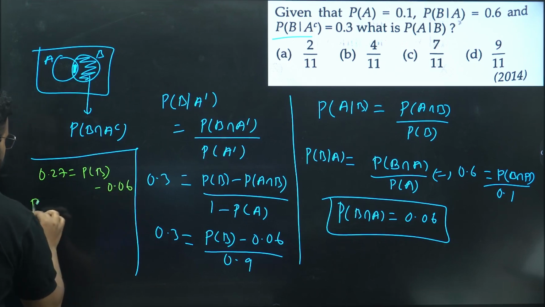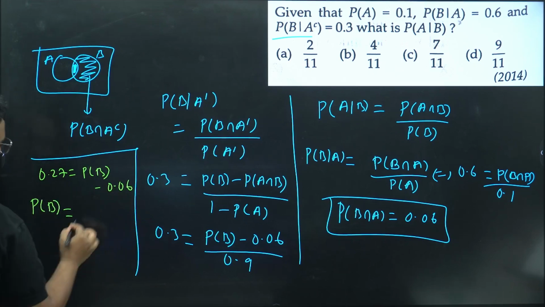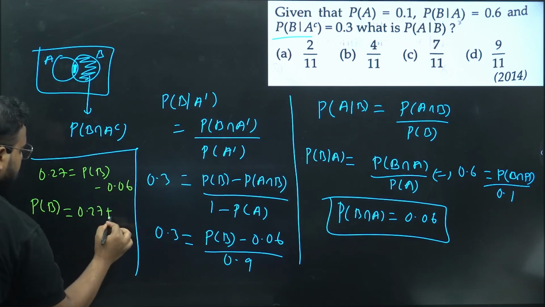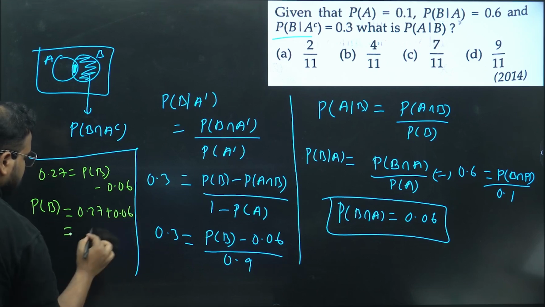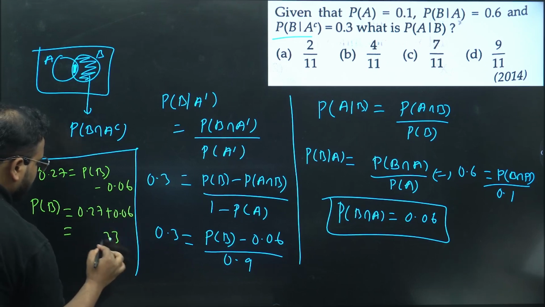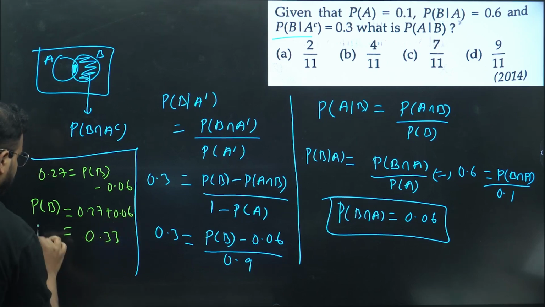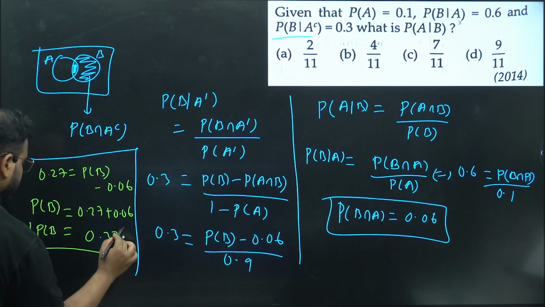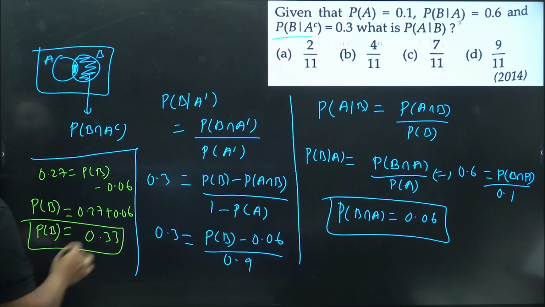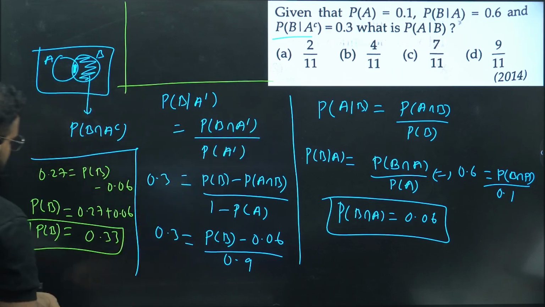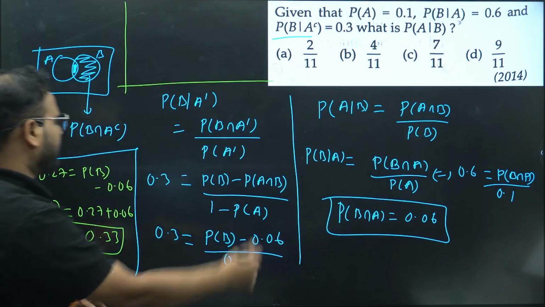I want PB, right? So I get PB equals, please check, 0.27 plus 0.06. 7 plus 6 is 13, so 3 and carry 1; 2 plus 1 is 3. So 0.33 is my value of PB, sir. PB is coming as 0.33. I can get the final answer over here, right? The last step over here. PB is 0.33. Alright, so I can see the result.